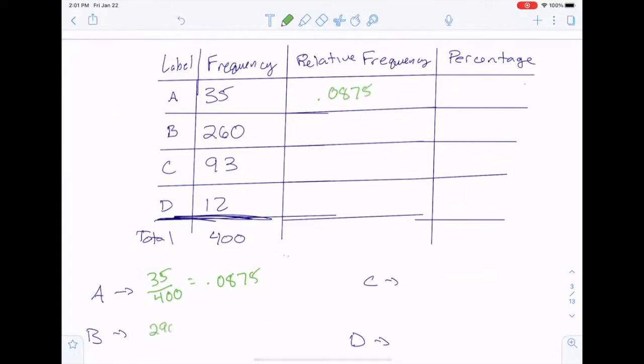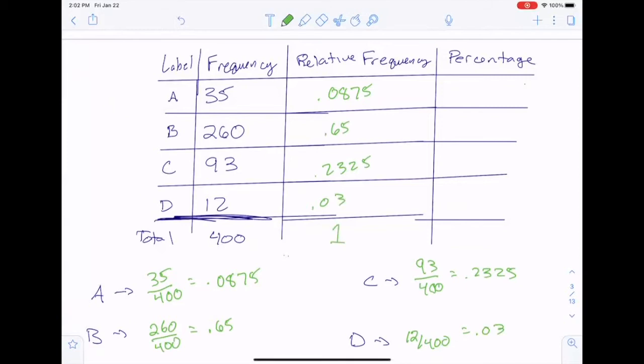My B's is going to be 260, 260 divided by 400. This is going to be 0.65. So that's my relative frequency of B's. C is going to be 93 over 400, or 0.2325. And lastly, my D's 12 over 400, or 0.03. And in fact, if we added them all up, we would in fact get 1.